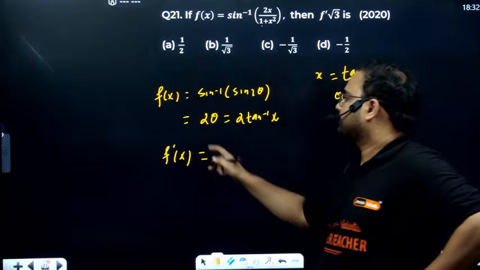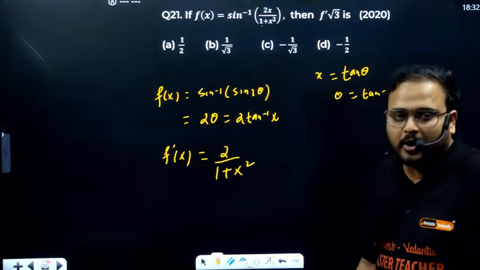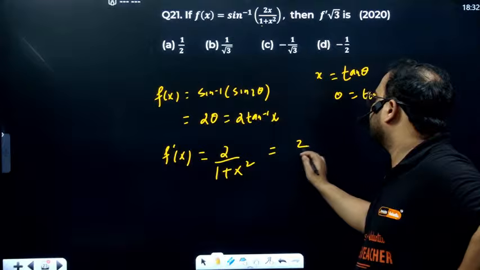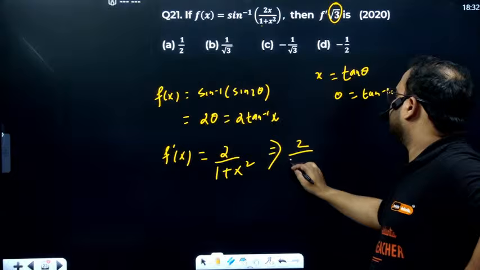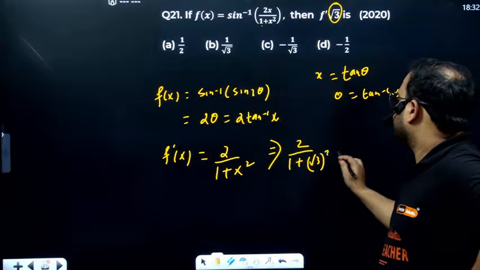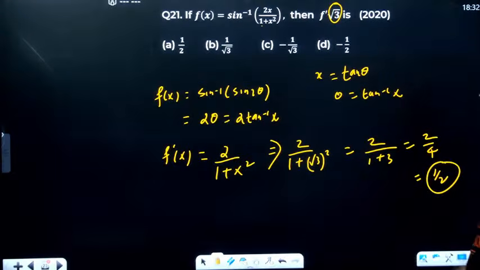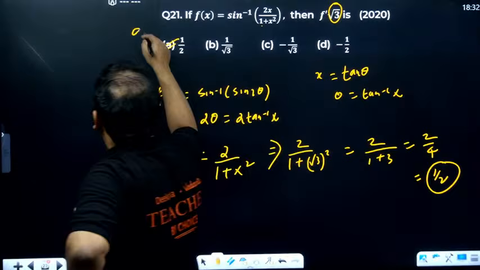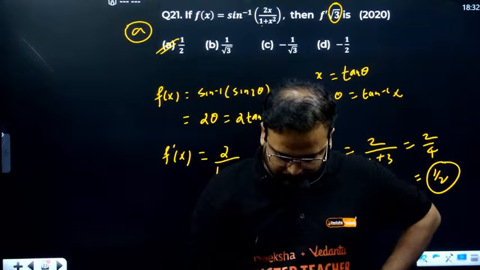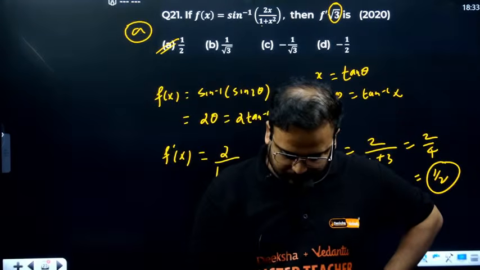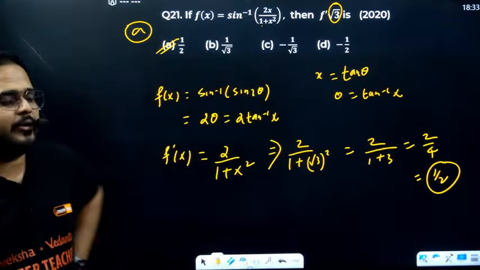Differentiate this fx. You'll have 2 upon 1 plus x square, which means 2 upon, put the value now. We want the value for x equals to root 3. So 1 plus the square of root 3. 2 upon 1 plus 3, that's 2 upon 4, that is 1 upon 2. Okay. 21. Clear, guys?